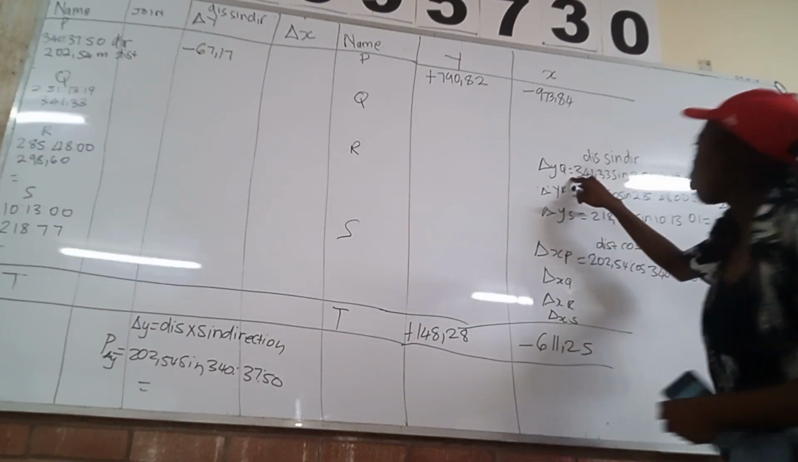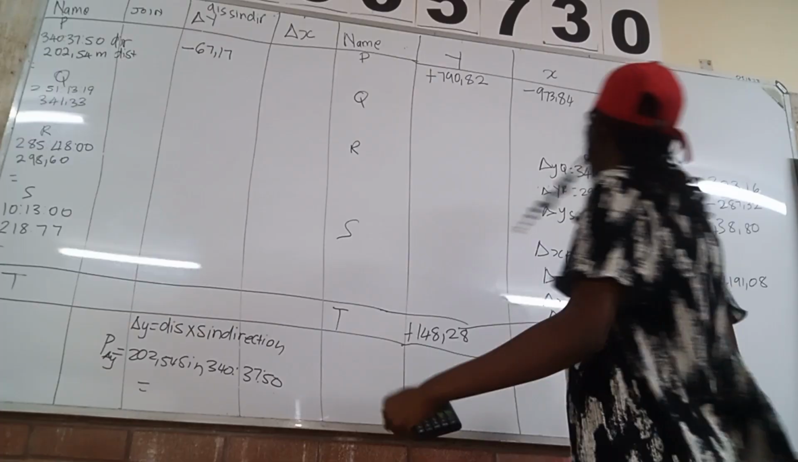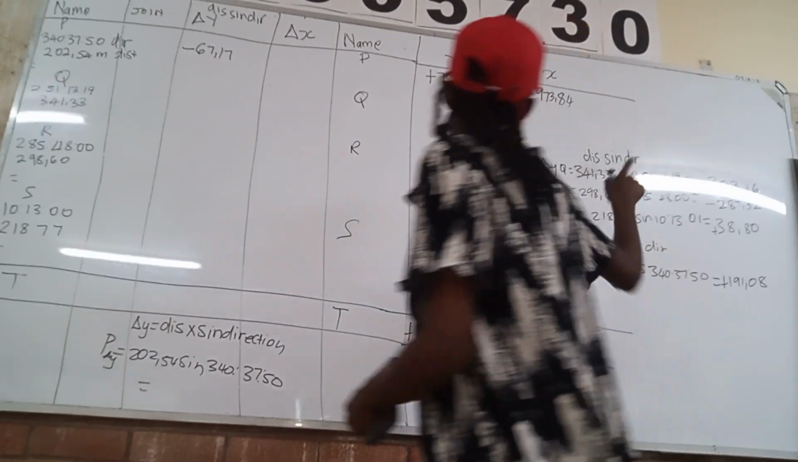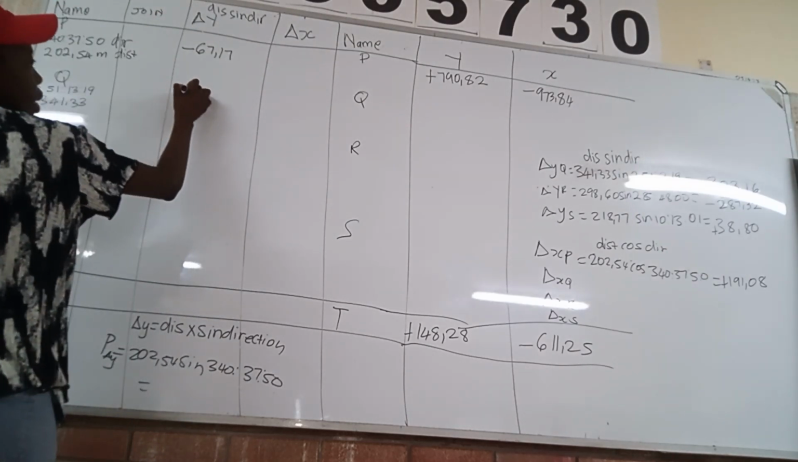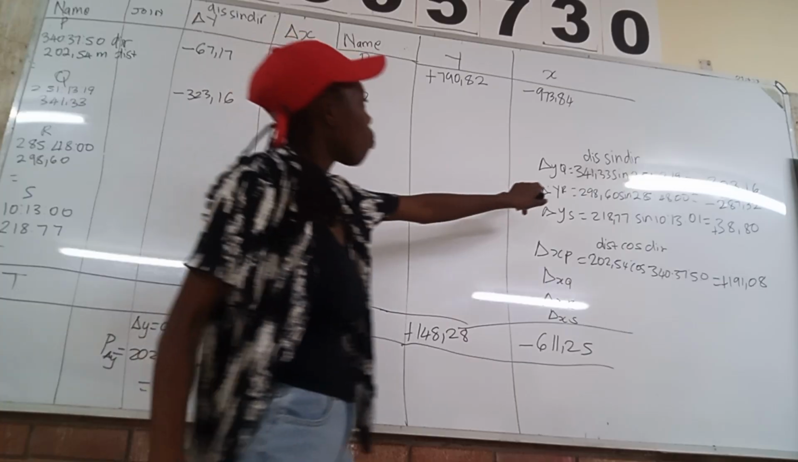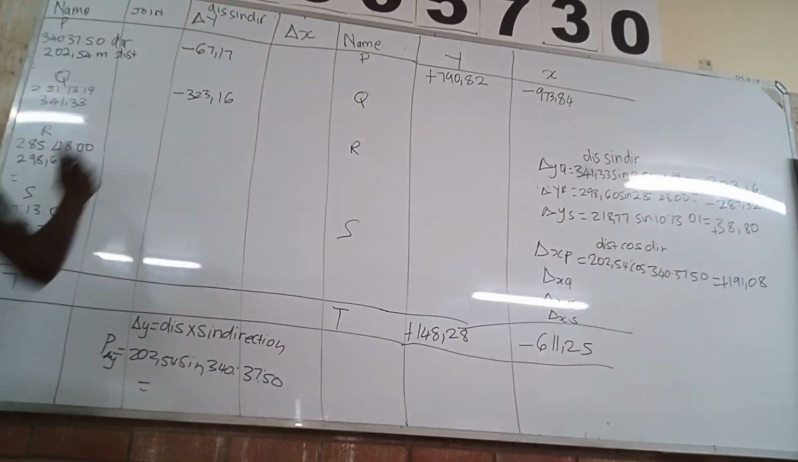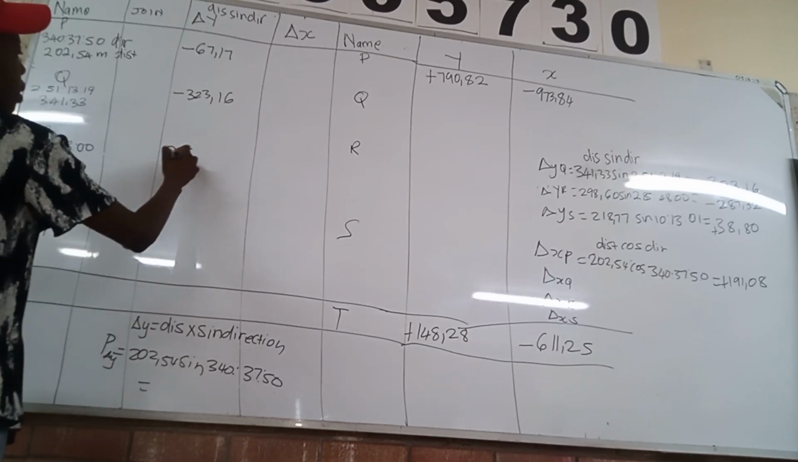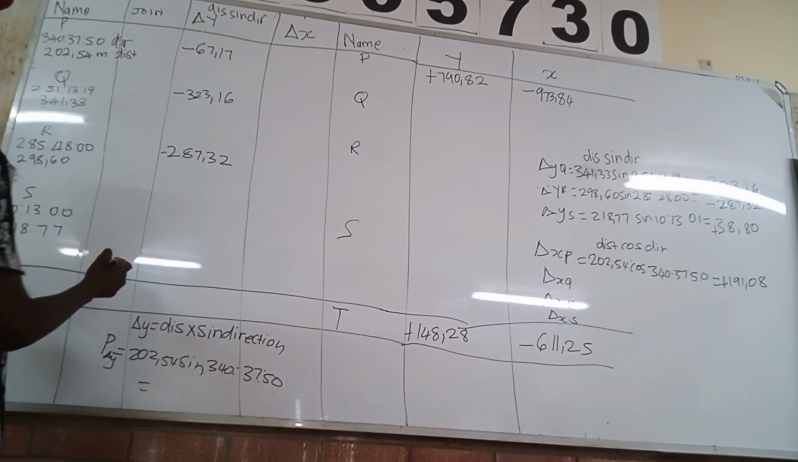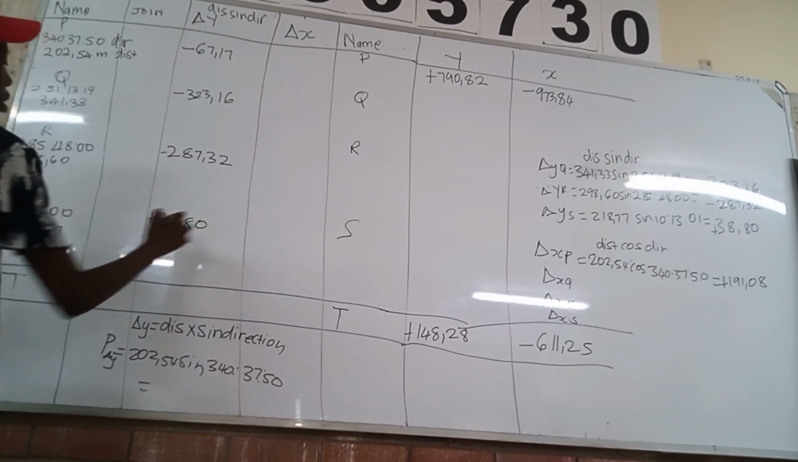So for Q, it is the distance. What is the distance for Q? 341.33. And then sine, what is the direction? It is 251°13'19". So there's my answer. It is negative 323.16. So the change in y at R is going to be distance, sine, direction. What did I get? It is negative 287.32. And then for S, I got positive 38.80.